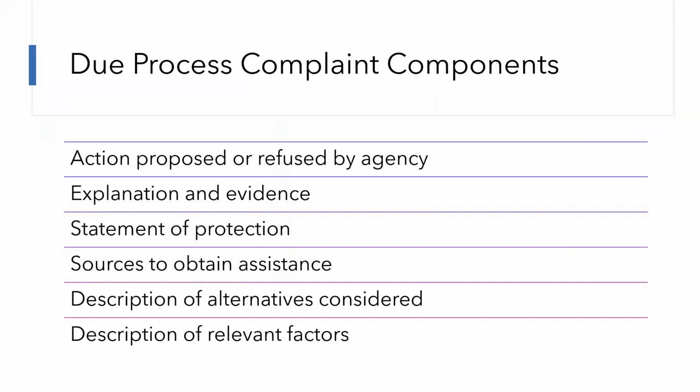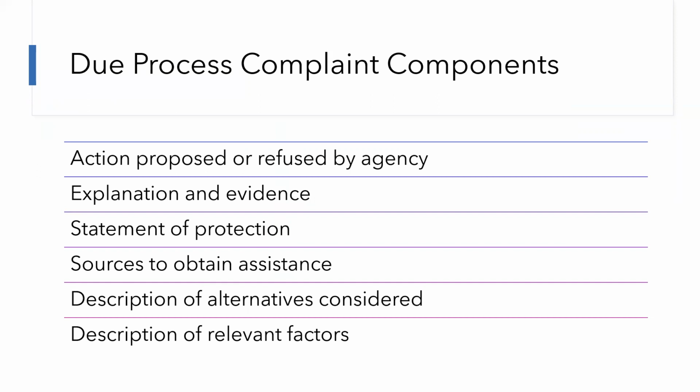IDEA further breaks down what needs to be included in a due process complaint. In addition to the proposed action or refusal of action, the complaint should include an explanation of why the agency chooses to or not to take action, and it needs to be supported by a description of the evaluation procedure, assessment, record, or report that the agency used as a basis for that decision. This ensures that neither party is arbitrarily making decisions or claims.